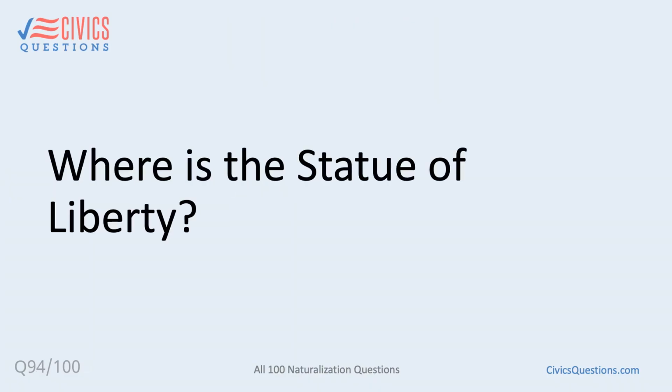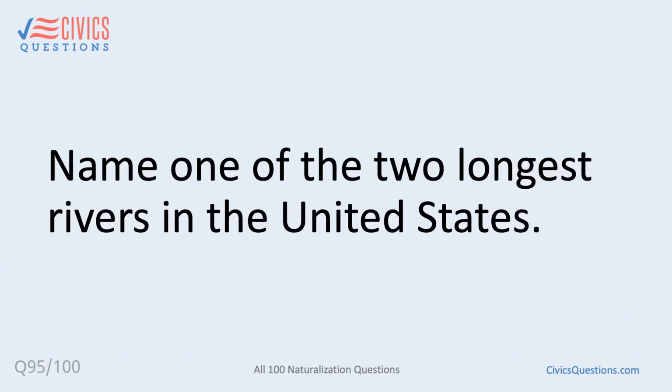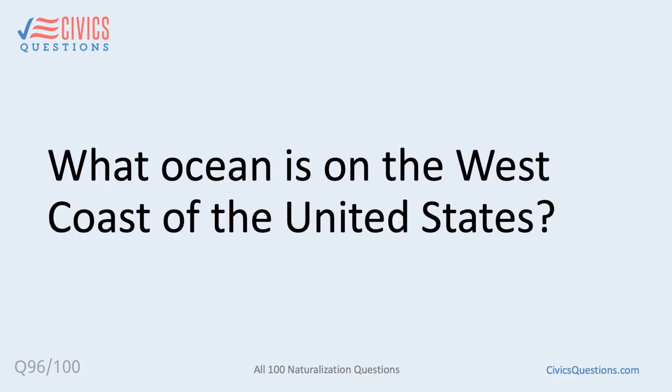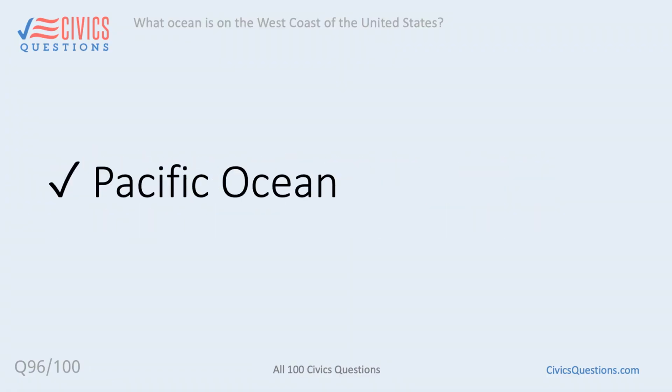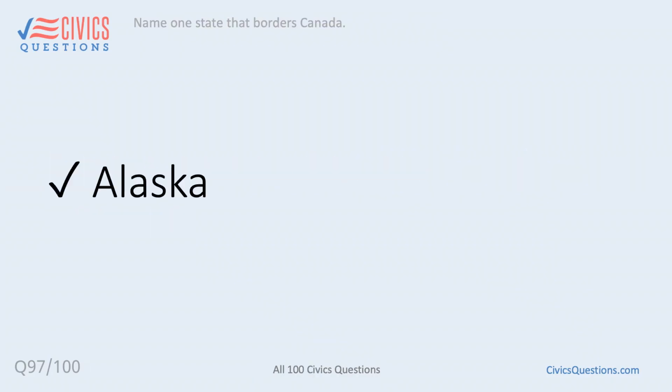Where is the Statue of Liberty? New York Harbor. Name one of the 2 longest rivers in the United States. Mississippi. What ocean is on the west coast of the United States? Pacific Ocean. Name one state that borders Canada. Alaska.